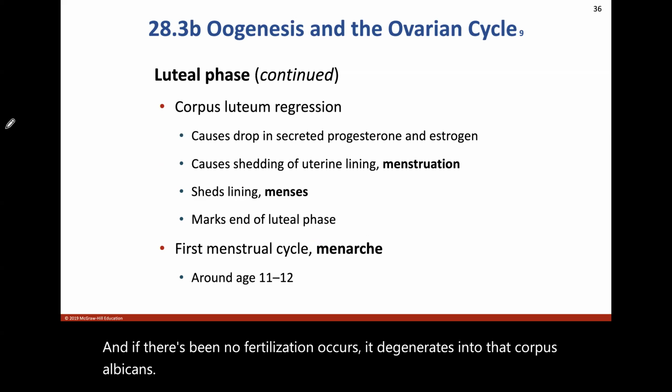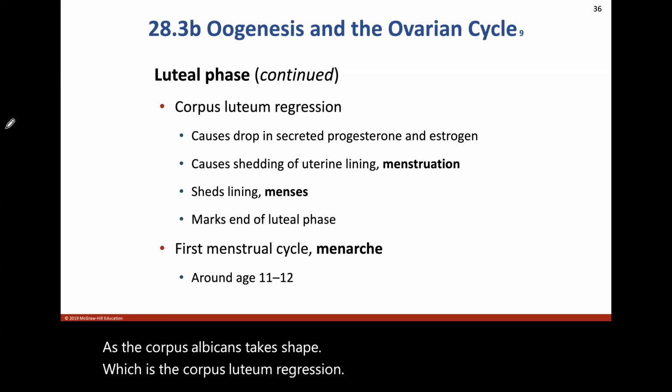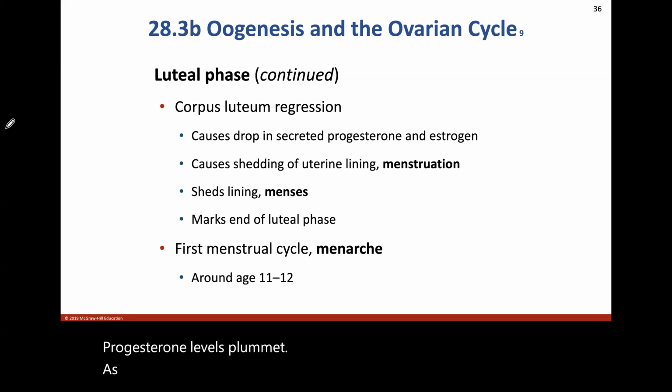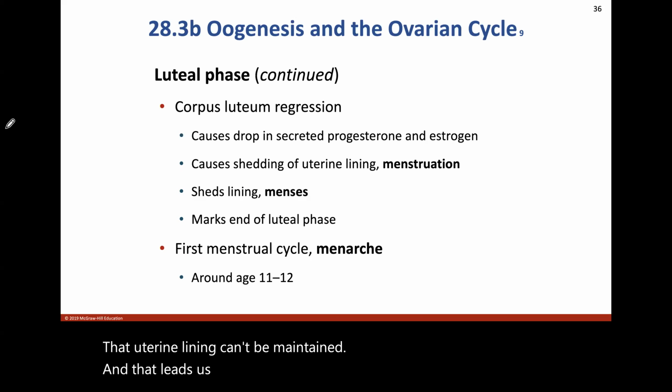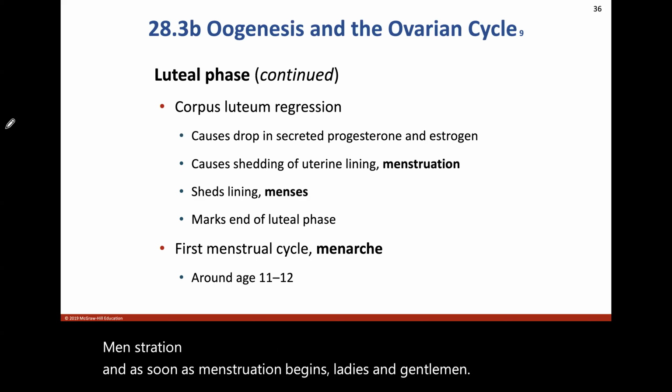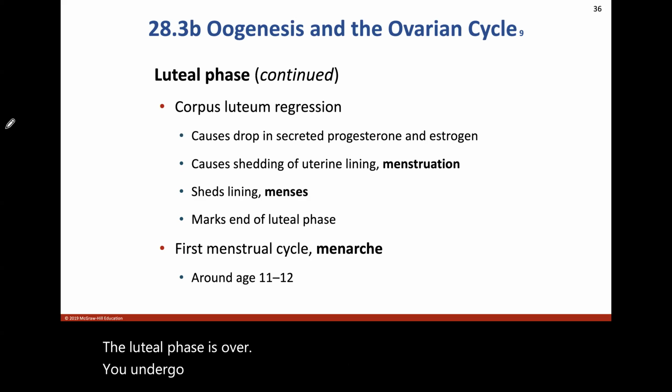As the corpus albicans takes shape, which is corpus luteum regression, progesterone levels plummet. As progesterone levels plummet, that uterine lining can't be maintained. And that leads you into menstruation. And as soon as menstruation begins, ladies and gentlemen, the luteal phase is over. You undergo the menstrual phase at that point.